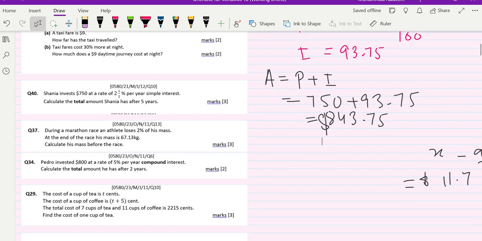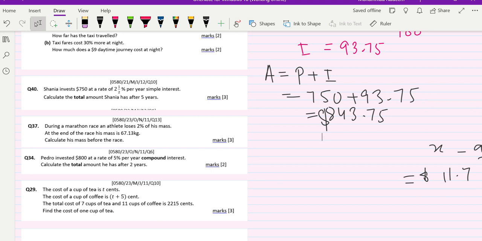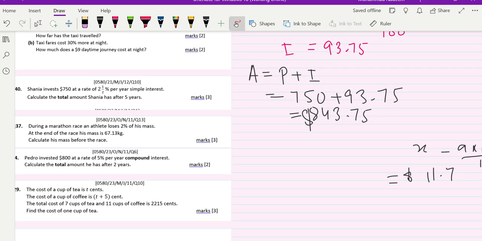Okay, during a marathon race, an athlete loses 2% of his mass. At the end of the race, his mass is 67.13 kilogram. Calculate the mass before the race. So again, it is percentage increase decrease question. Very easy. So old ratio new.